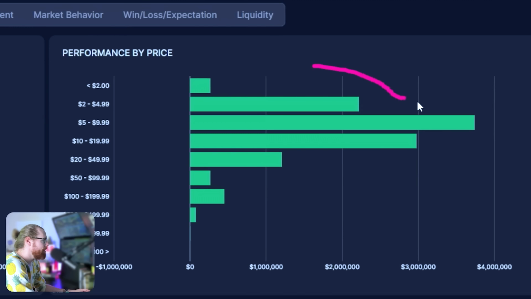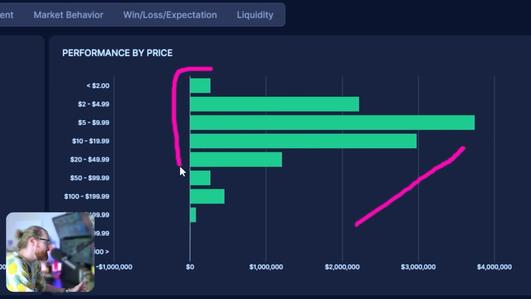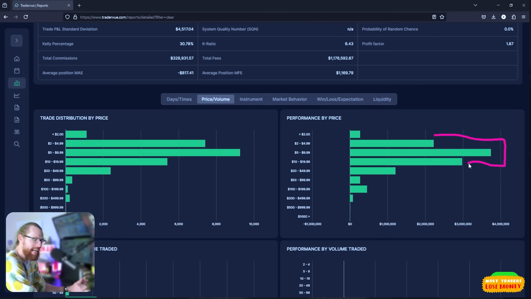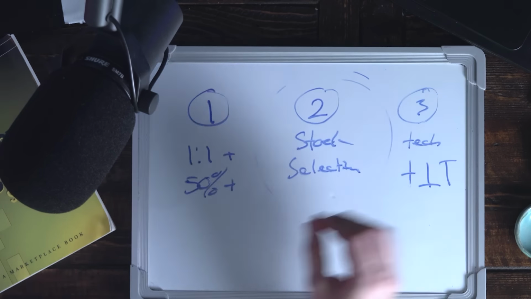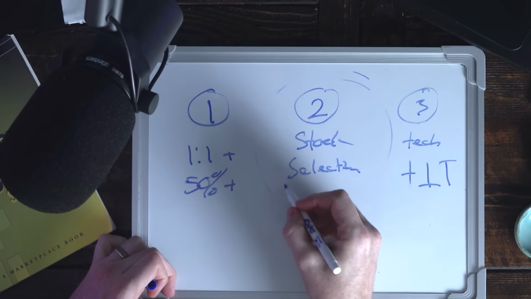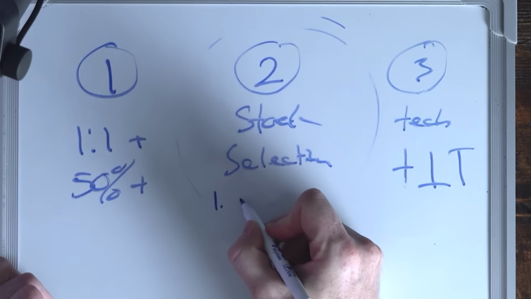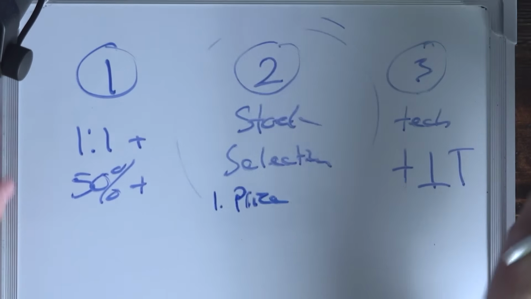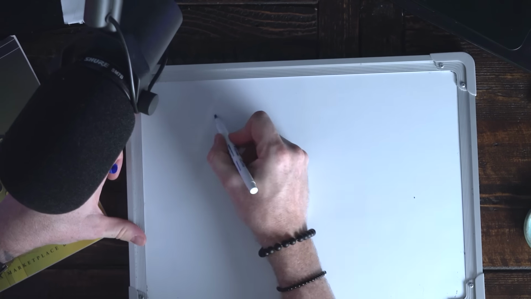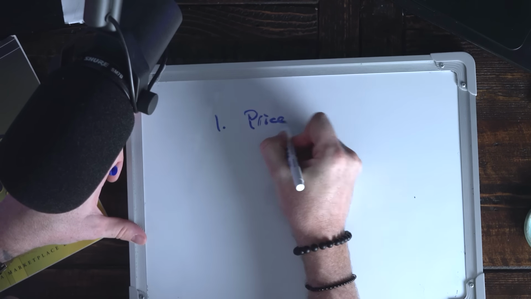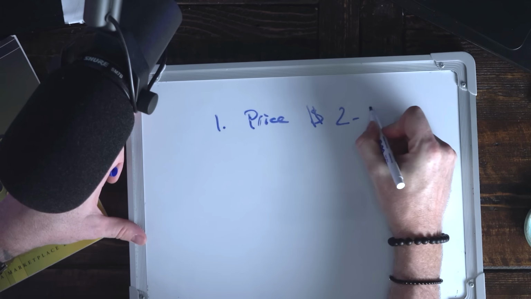This is telling you the price of stocks where I make the most money. We're trading between $2 generally and $50, and you can see the sweet spot for me is really between $2 and $20. That's the spot where I make the most money. So let's start outlining this as stock selection. Number one, price. We'll flip it over to this side here and start fresh. So stock selection, number one, price between $2 and $20.